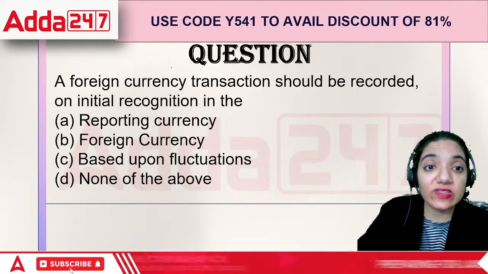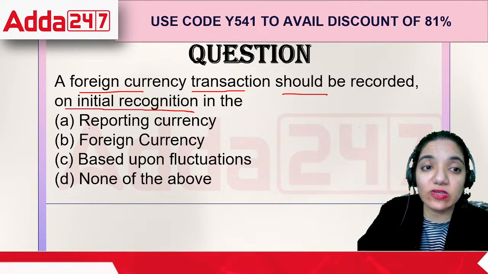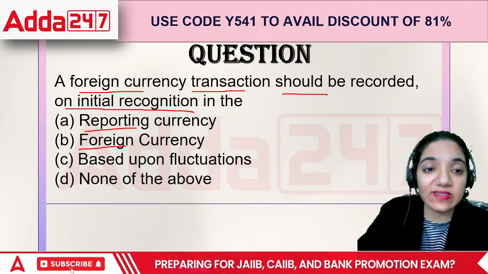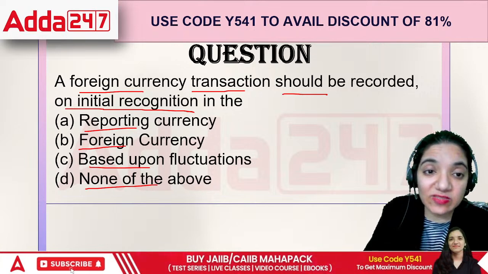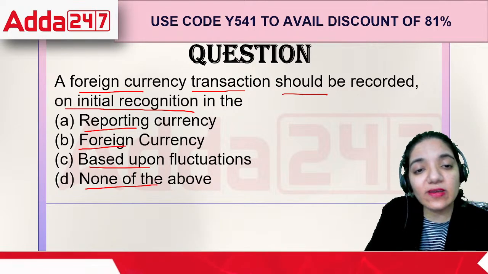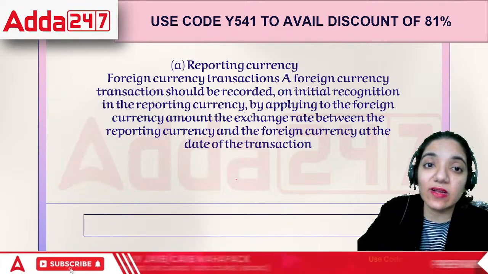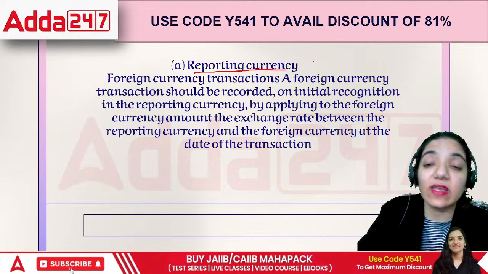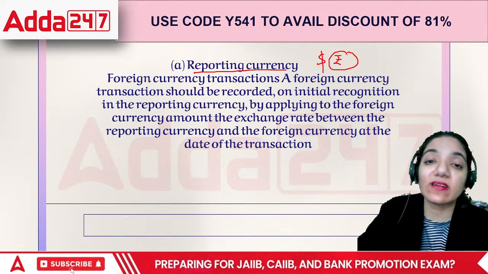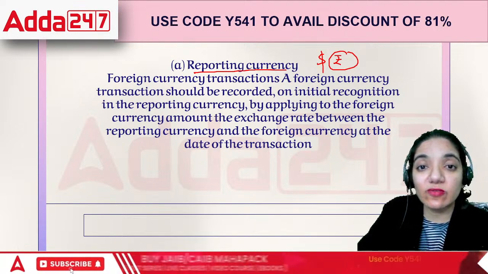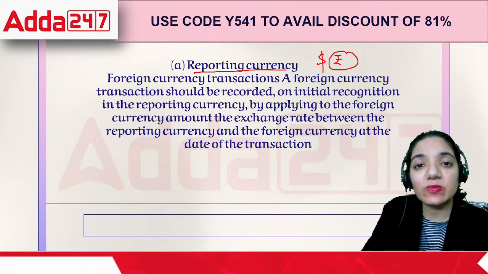So the next question is, a foreign currency transaction should be recorded on initial recognition in reporting currency, foreign currency, based upon fluctuations, or none of the above. If we have a foreign currency, it would be based upon the value in terms of our reporting currency. For us, dollar is a foreign currency while rupees are the reporting currency. So everything has to be noted in terms of rupee. So we have to note down things as per our rupee.